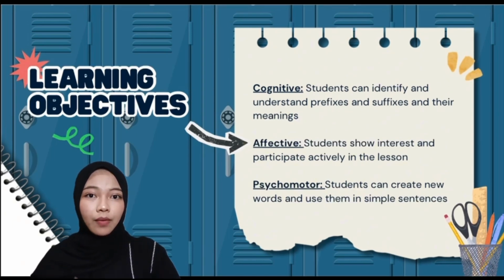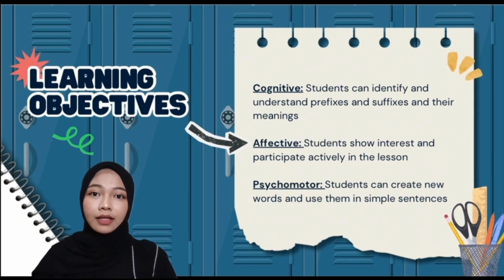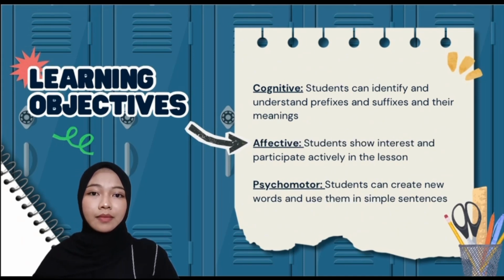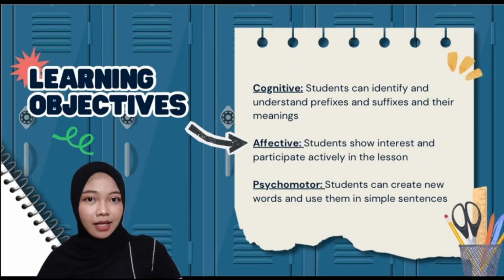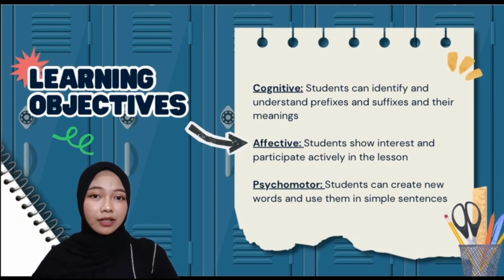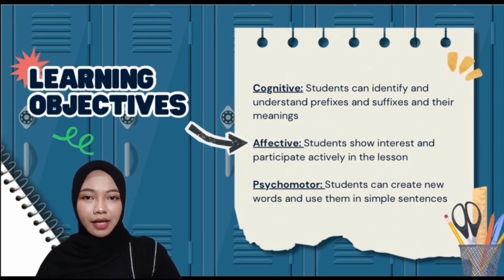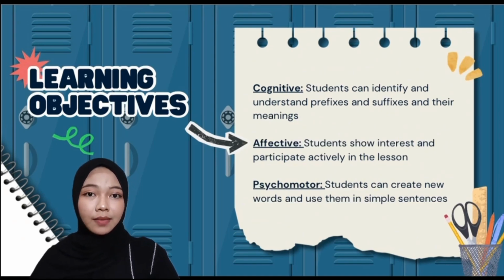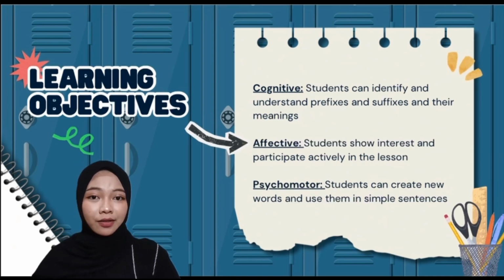For example, when we add the prefix "un" to the word happy and make it unhappy, the meaning becomes the opposite. From this, students can see that word structure is very important in understanding meaning. By understanding this, students will also find it easier to guess the meaning of new or unfamiliar words when reading.